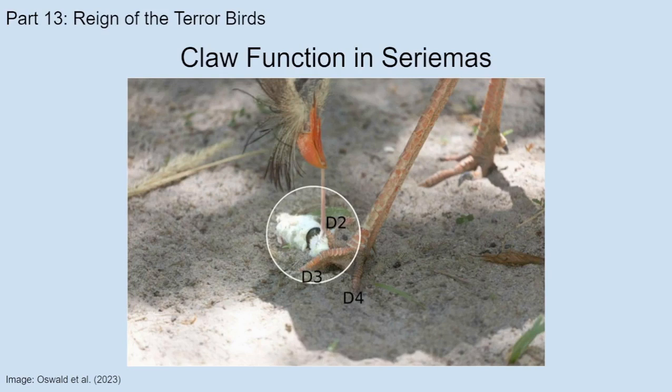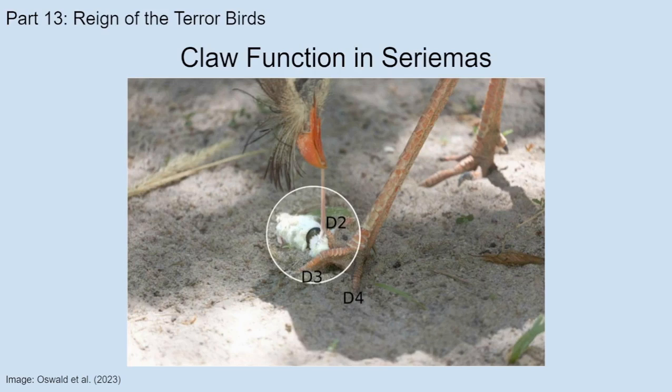Especially in the proportions of the feet and such. But that being said, the pinning function of a claw does seem to be essentially shared among all these different groups. So I think that much is probably a pretty compelling argument for the fact that dromaeosaurs were doing this as well. I see. That's neat. Yeah.